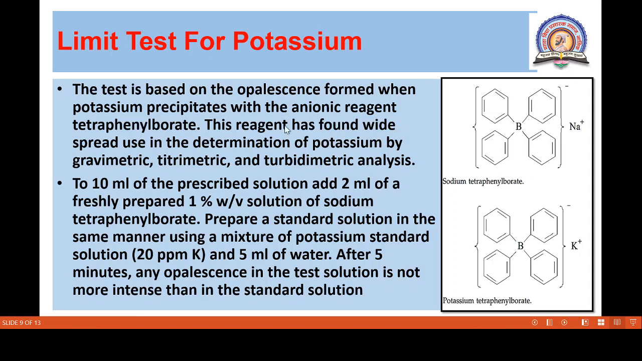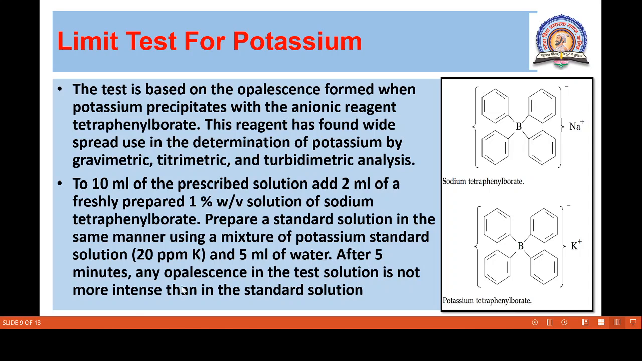This reagent has found widespread use to determine potassium by gravimetric, titrimetric or turbidimetric analysis. By these three analyses we can find out the potassium. Here we perform the turbidimetric analysis. We take 10 ml of the prescribed solution and add 2 ml of a freshly prepared 1% weight by volume solution of sodium tetraphenyl borate.